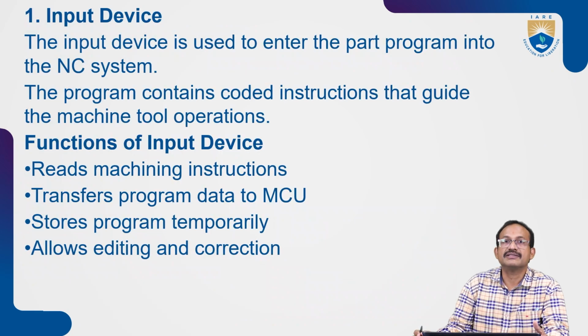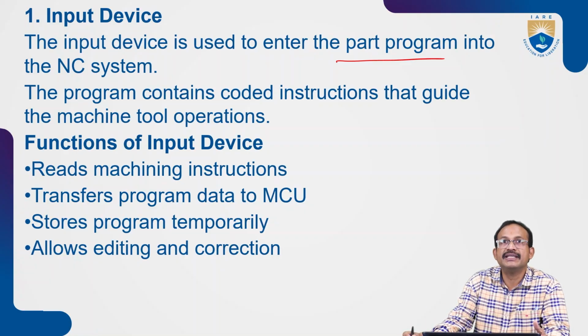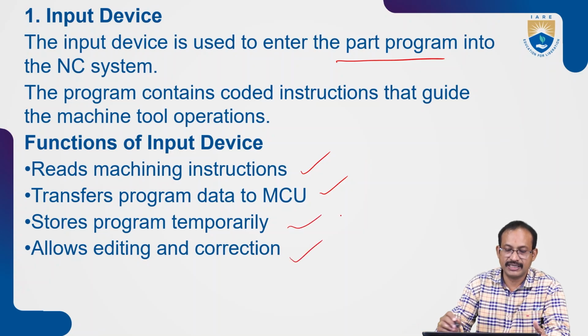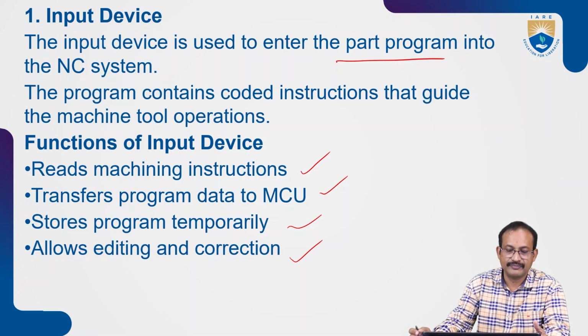Next, input device. The input device is used to enter the part program into the NC system. We have to feed the part program, which will be created by the input devices. The program contains coded instructions that guide the machine tool operations. Functions of input device: reads machining instructions, transfers program data to MCU, stores program temporarily, allows editing and correction.